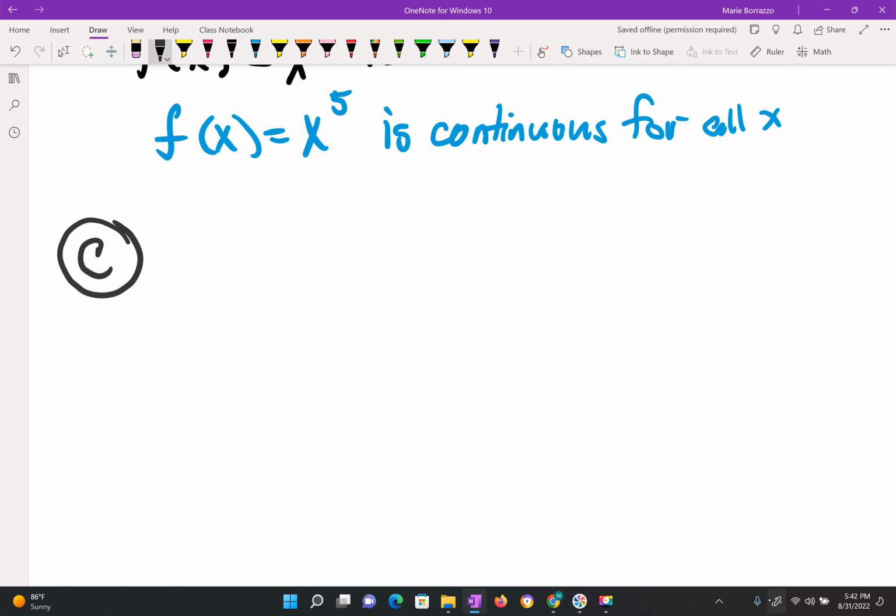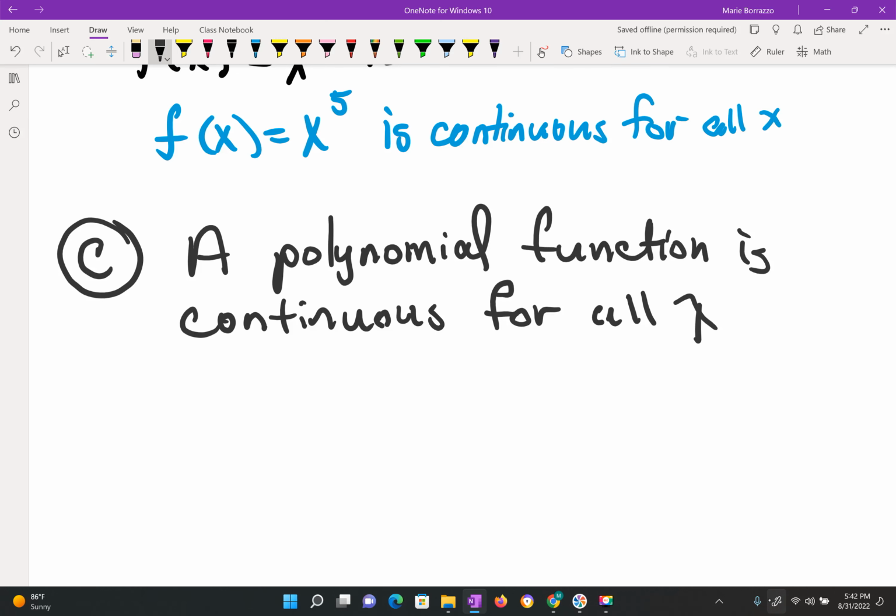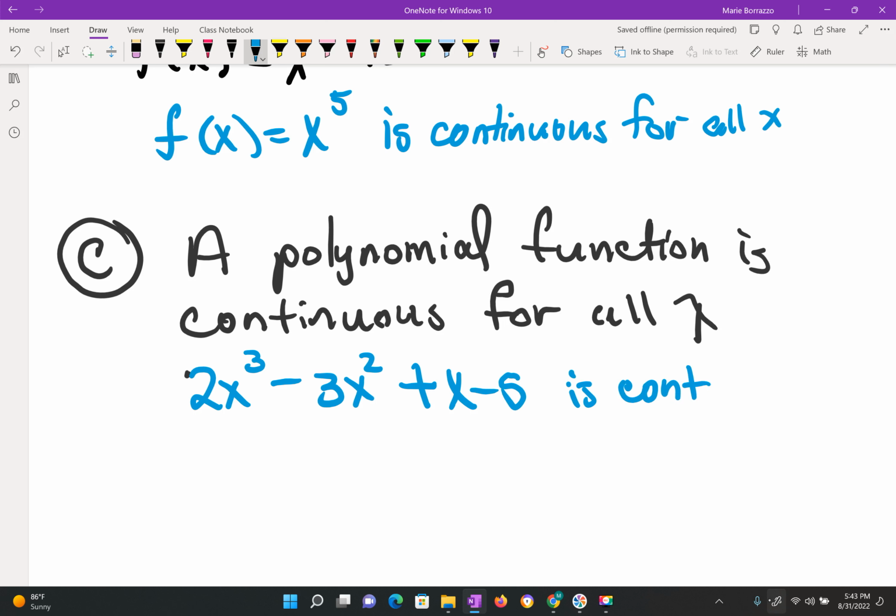Part C. We have a polynomial function is continuous for all x, and they say in this case, for example, if I have a function that's like 2x cubed minus 3x squared plus x minus 5, is continuous for all x.